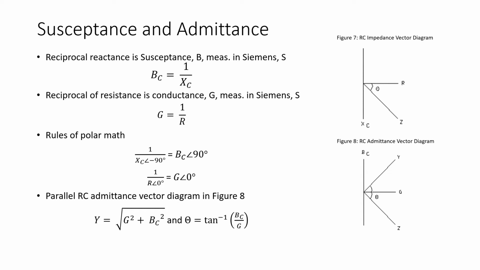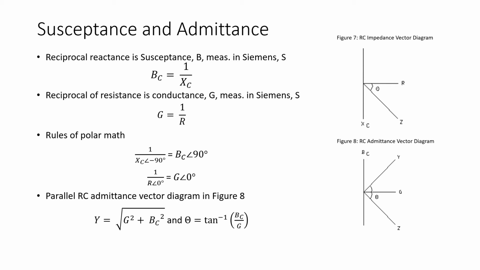And from our rules of polar math, we recall that when we divide polar quantities, the magnitudes divide and the angles subtract. So 1 over X sub C at negative 90 degrees gives us B sub C at positive 90 degrees. 1 over resistance at 0 degrees gives us conductance G at 0 degrees. And this is illustrated in Figure 7 and Figure 8.